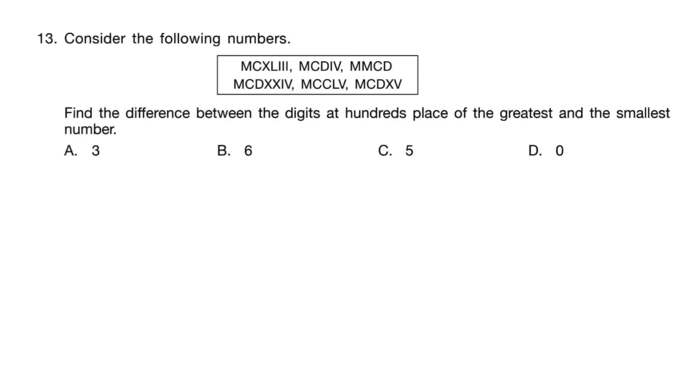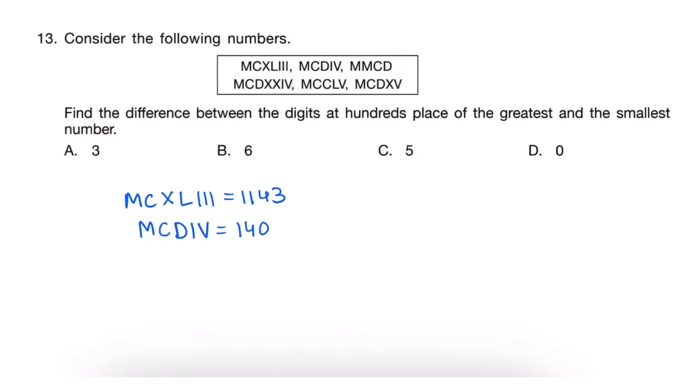Question 13. Consider the following numbers. Find the difference between the digits at hundredth place of the greatest and the smallest number. MCXLI is equal to 1143. MCDIV is equal to 1404. MMCD is equal to 2400. MCDXXIV is equal to 1424.